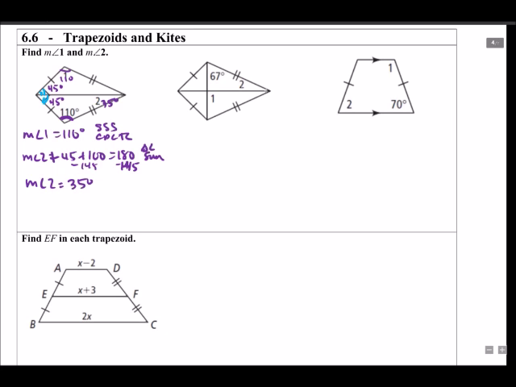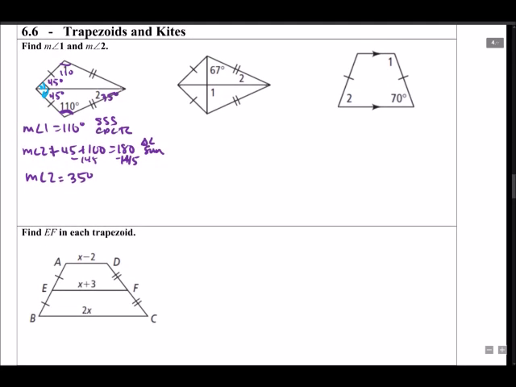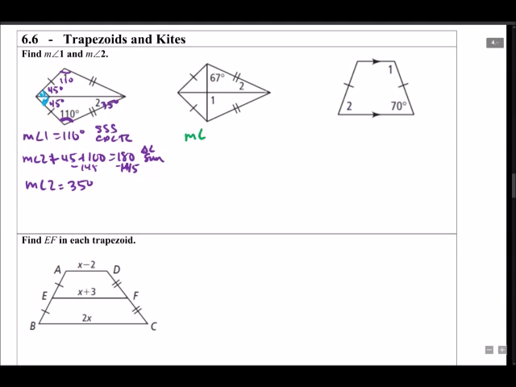All right, we've got another kite here. The measure of angle 1, 90 degrees, because in a kite, our diagonals are perpendicular. So that's 90 degrees. Means that's 90 degrees. How am I going to find the measure of angle 2? Plus 90 plus 67 equals 180. Our friend triangle angle sum theorem. And we subtract 157 from both sides. So the measure of angle 2 equals 23 degrees.